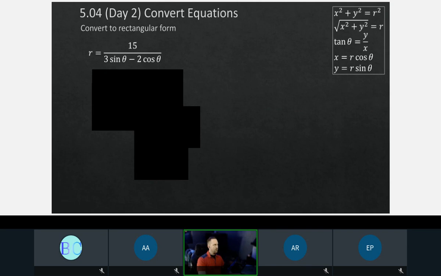All right, next problem says convert equations. We must convert to rectangular form. So I'm giving you r equals this fraction here, and on the far right, I think this should be all you need in order to convert this equation into rectangular form.